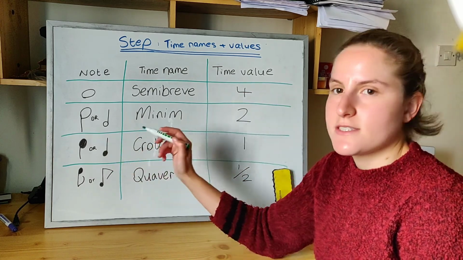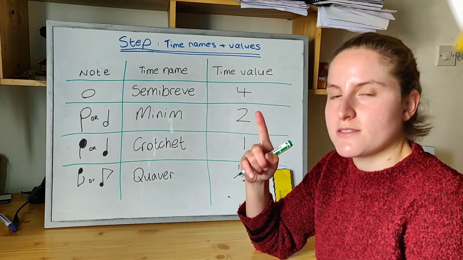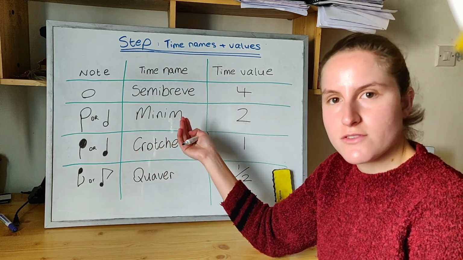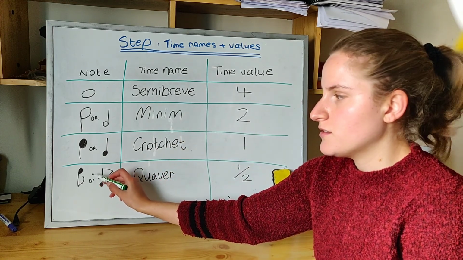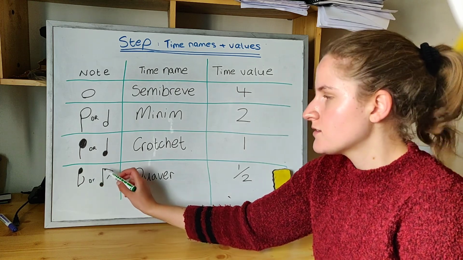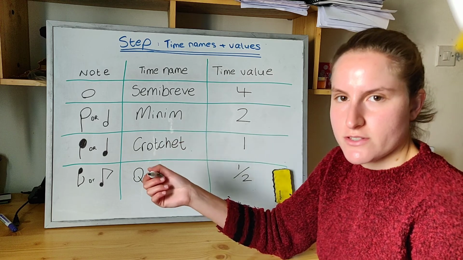And then if we fill it in, it becomes a crochet. A crochet is 1 beat. Again, it's half of a Minim. Then if we add another line, it becomes a Quaver. A Quaver is half of a crochet as well.